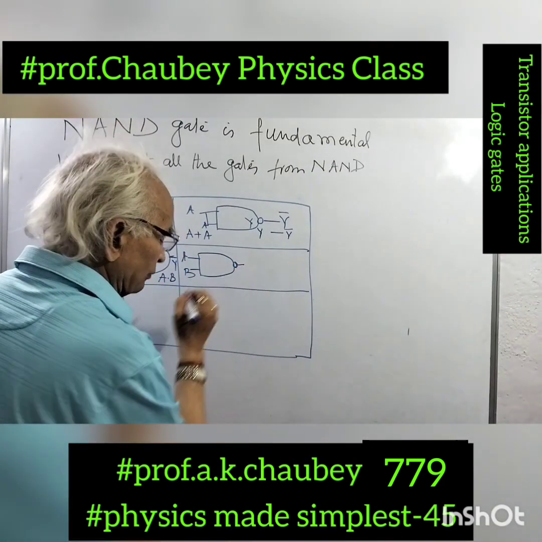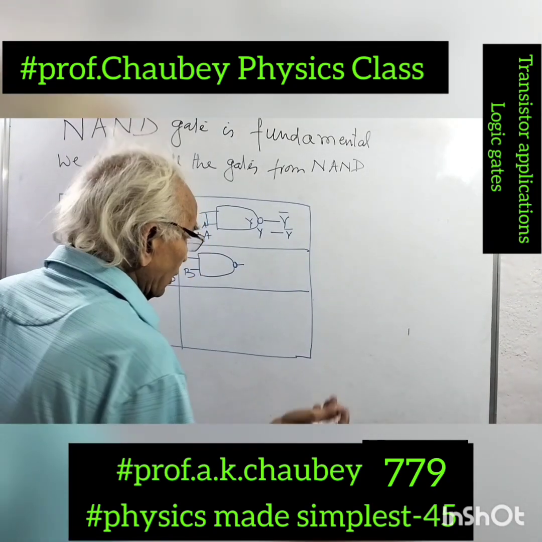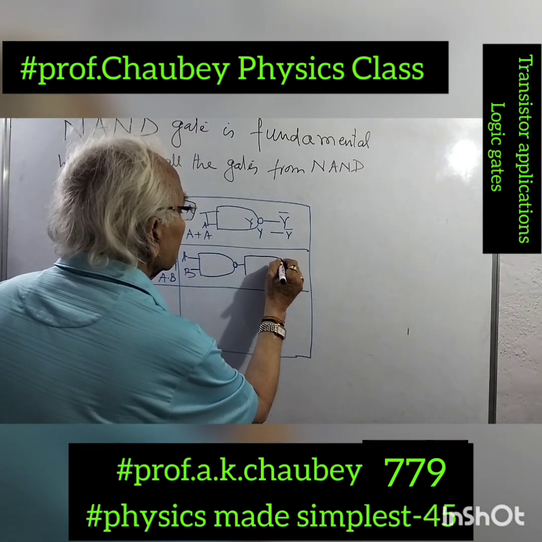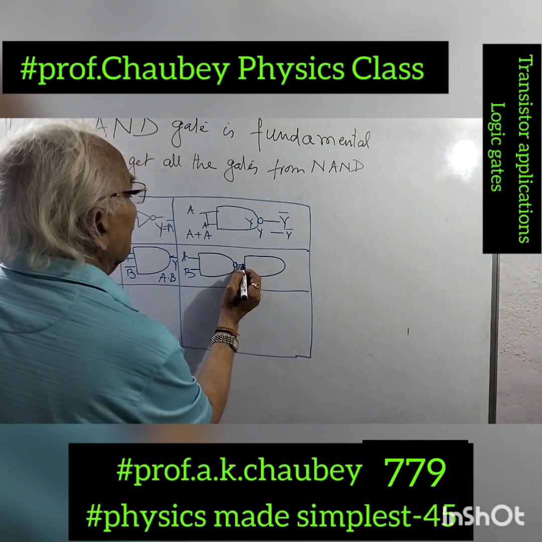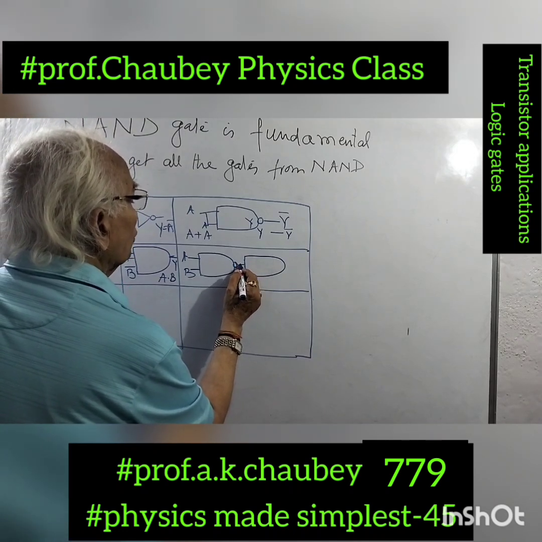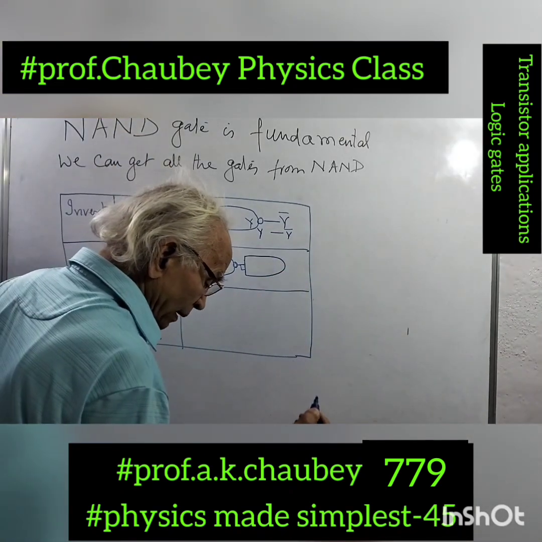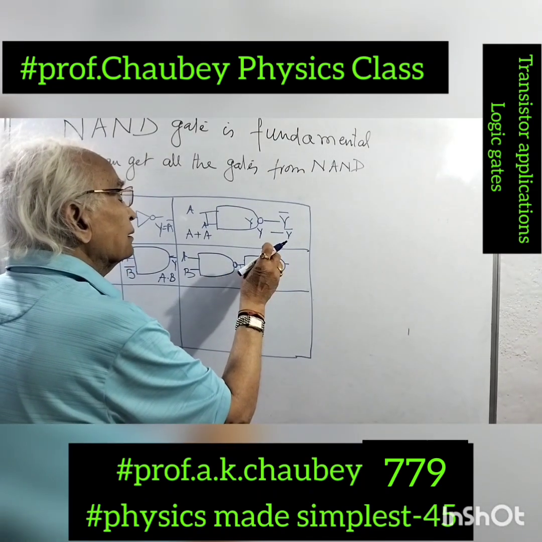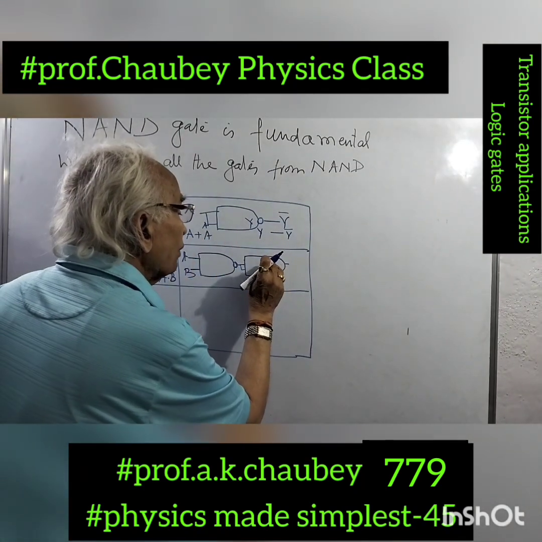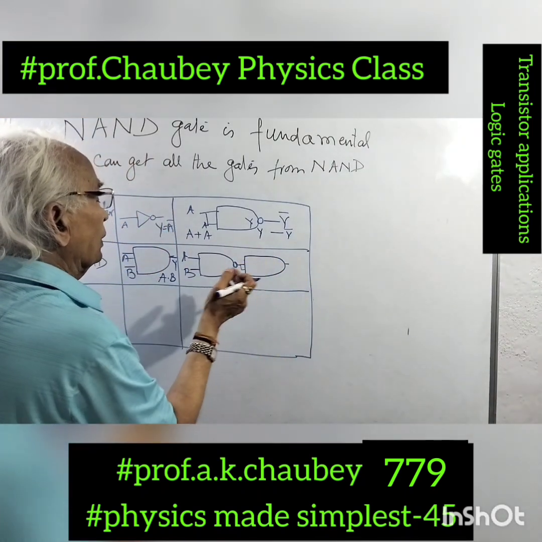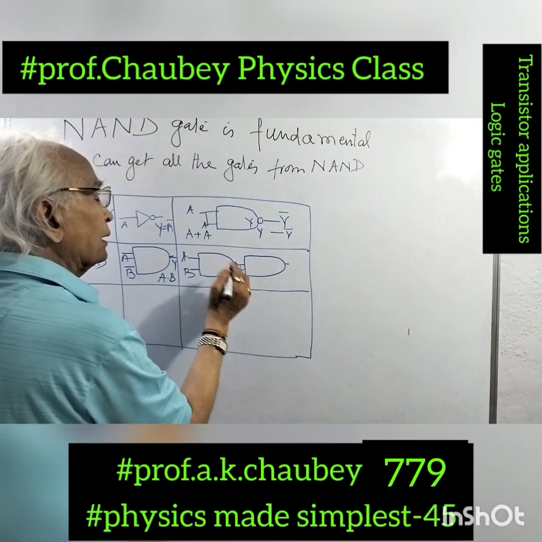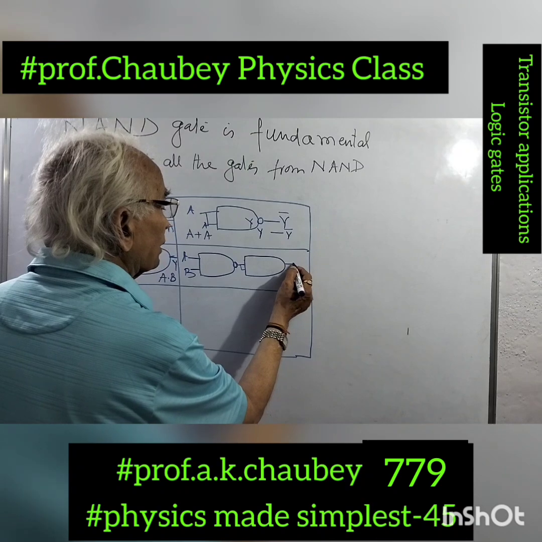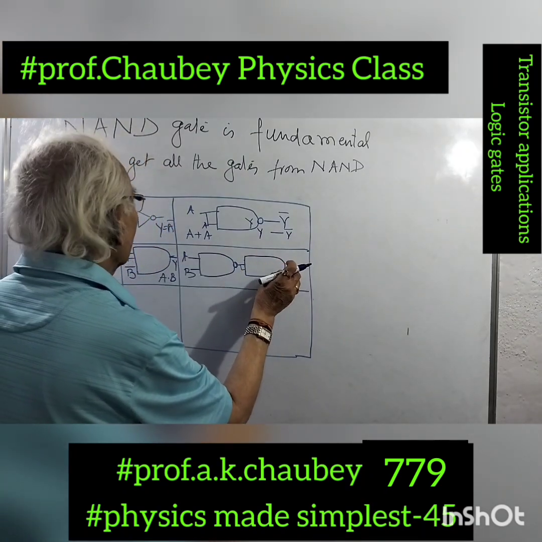So one NAND gate is connected with one other gate, which is the inverter, where we have shorted the two inputs like this. This inverter will invert the NAND output. NAND output means when A and B are both there, this will be 0. And when this inverts, there will be output here.